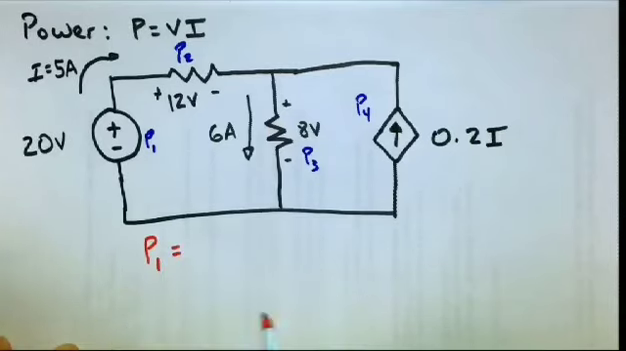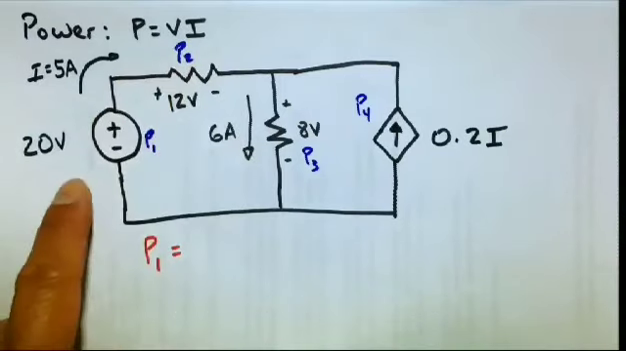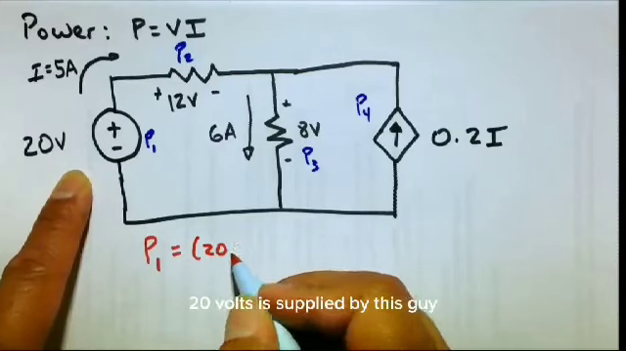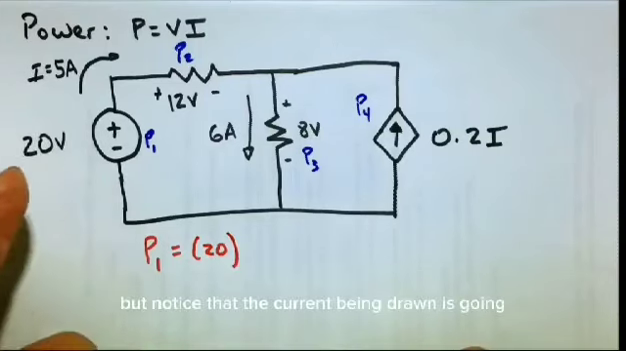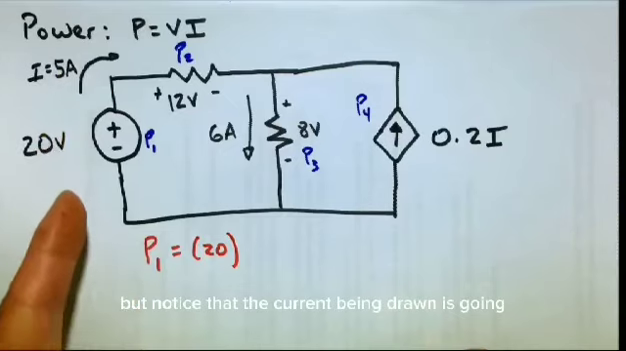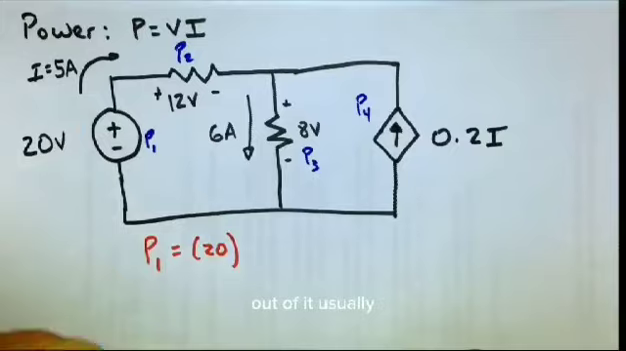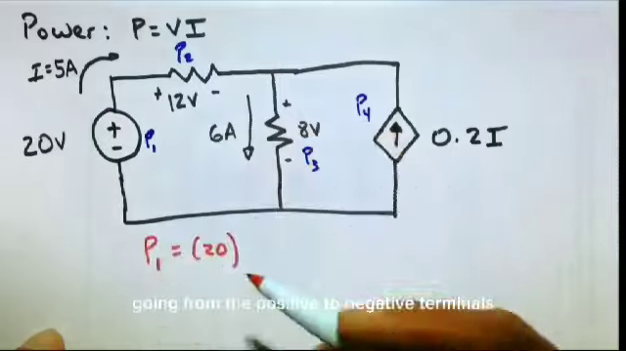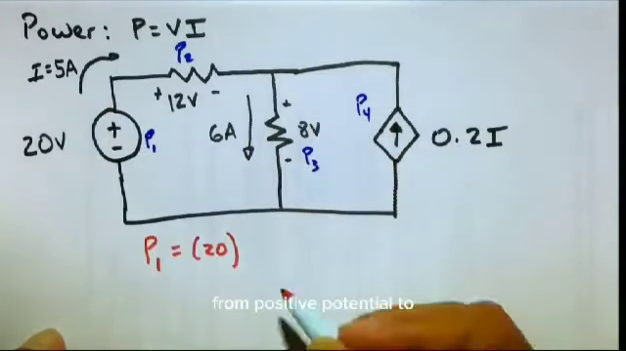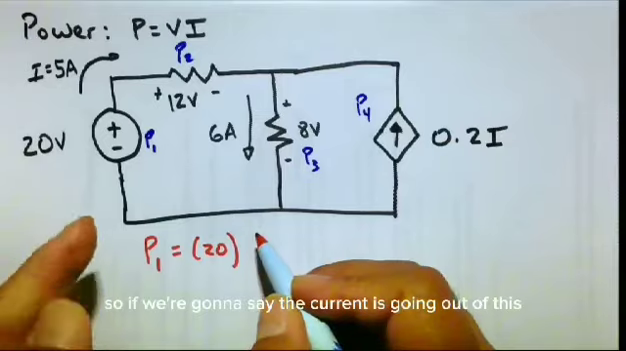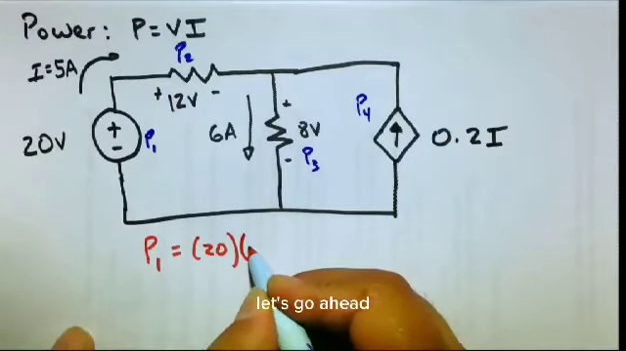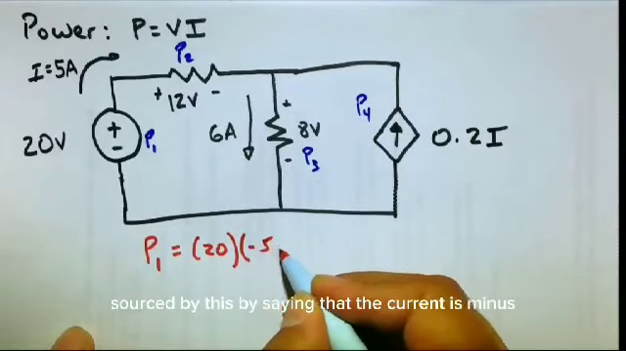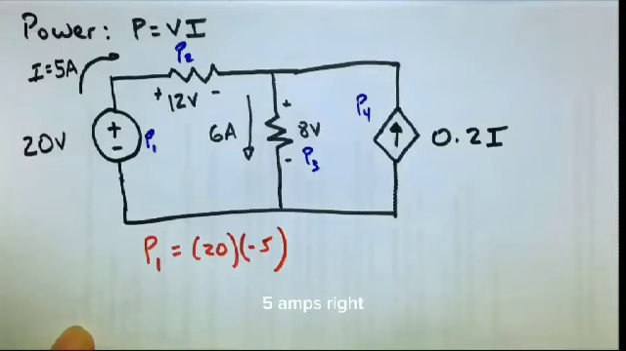P1, well we know power equals voltage times current. We know the voltage. Hey, look at that. 20 volts is supplied by this guy. But notice that the current being drawn is going out of it. Usually we talk about current going from the positive to negative terminals, from positive potential to negative potential. So if we're going to say the current is going out of this, let's go ahead and indicate that power is leaving, sourced by this, by saying that the current is minus 5 amps, right?